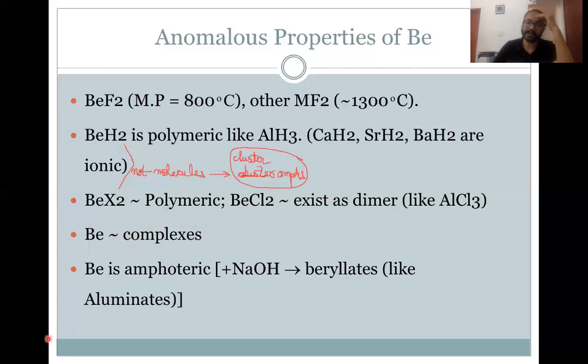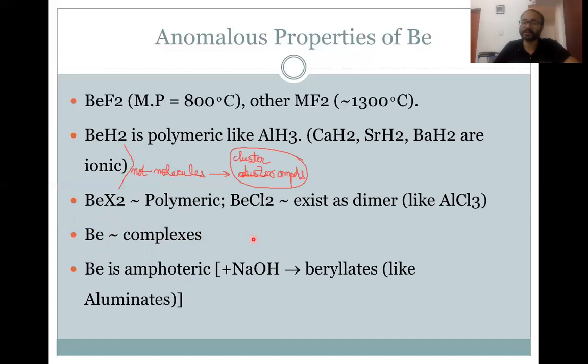Now, an important thing you have to note down is that since beryllium is in the second period, it will have only 2s and 2p orbitals. So only a coordination number of 4 is possible for beryllium compounds, not more than 4, because it cannot expand its valency beyond 4.